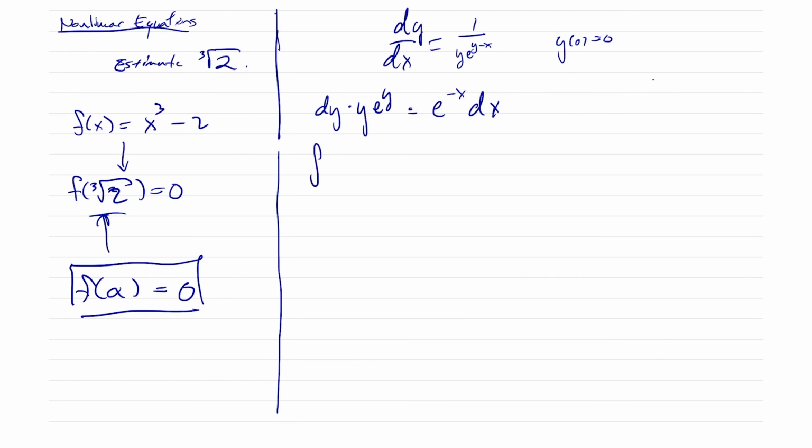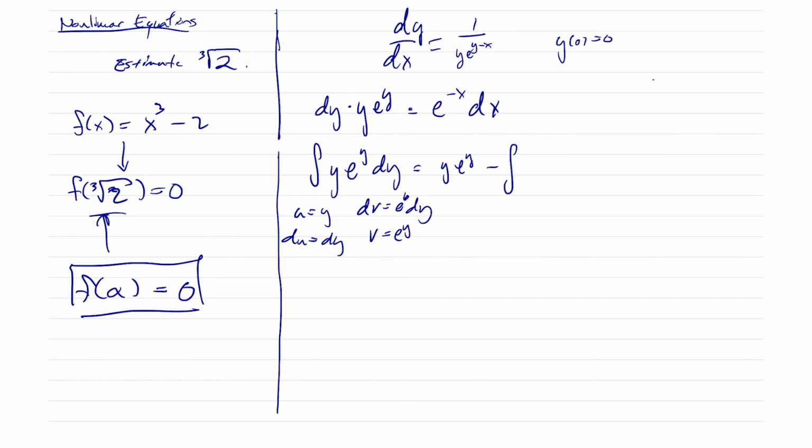On the left-hand side, we'd have to use integration by parts. So it's going to be y e to the y dy, and have u is equal to y, which gives us du is equal to dy, and dv is equal to e to the y dy, which gives us v is equal to e to the y. Right, so uv would be y e to the y, and then minus the integral of v du, and so ultimately this gives us y e to the y minus e to the y.